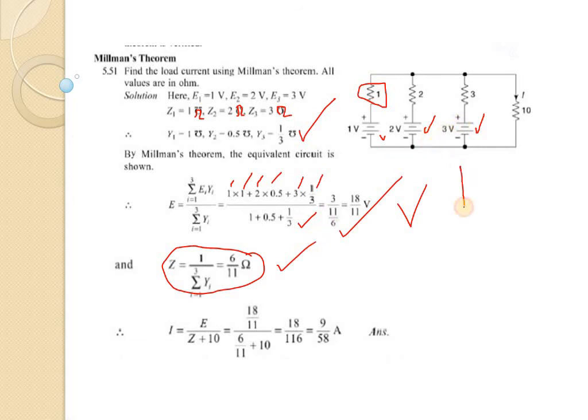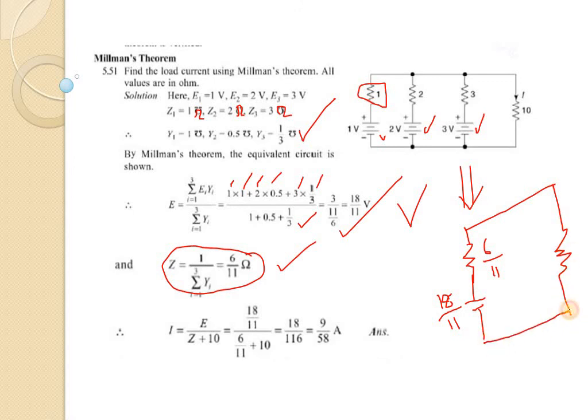We can now convert this circuit to a simple circuit consisting of a voltage source, whose value we have calculated as 18 by 11, with a series resistance of 6 by 11, connected to this load resistance of 10. So now the circuit becomes like this.